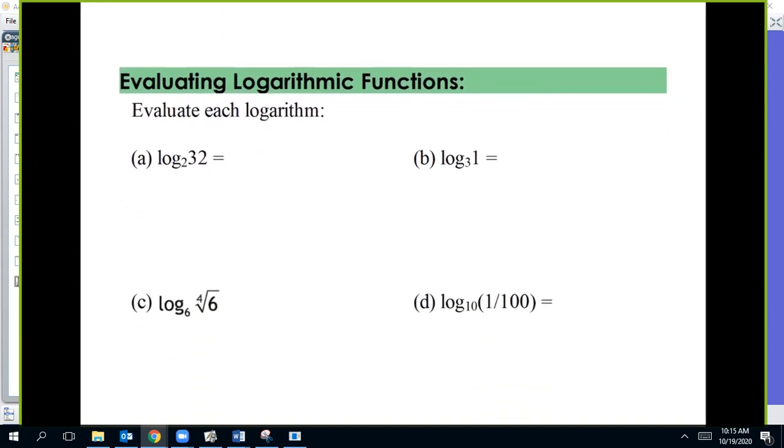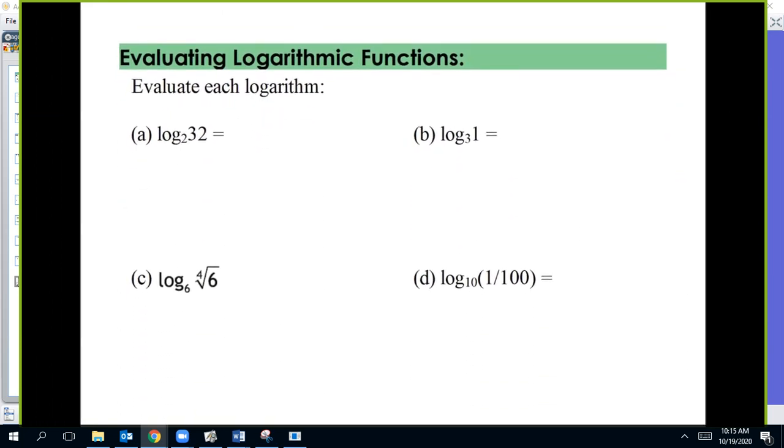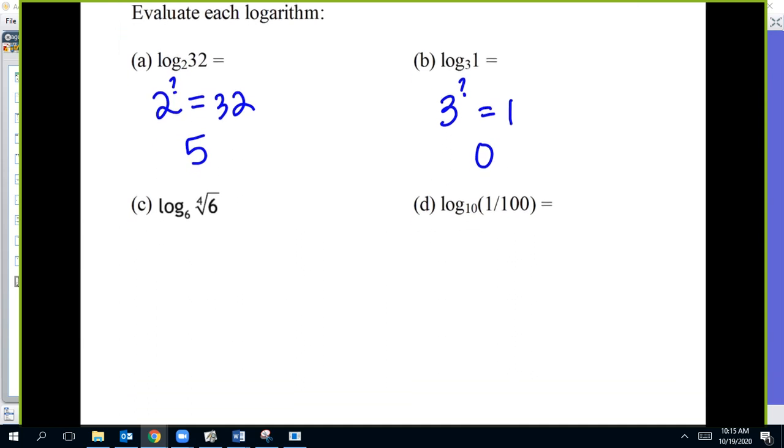Okay, so a couple other evaluating. What I like to do for these is, of course, we can have access to a calculator, but sometimes we don't, and so we want to make sure we know how to do them without. It's like 2 to what power equals 32? That would equal 5. 3 to what power equals 1? We actually already know log of 1 is always 0. Doesn't matter what is in the base.